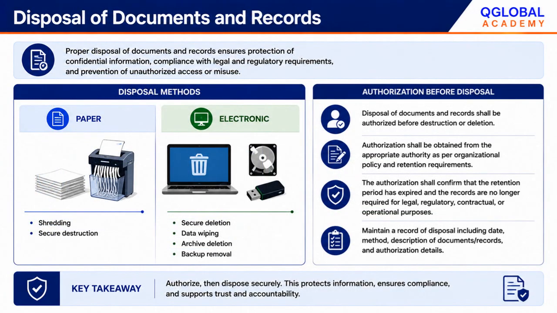Proper disposal is essential to protect confidential information, ensure compliance with legal and regulatory requirements, and prevent unauthorized access or misuse of sensitive data. Disposal methods vary depending on the format of the information. For paper documents, secure methods such as shredding or controlled destruction must be used. This ensures that information cannot be reconstructed or misused after disposal.